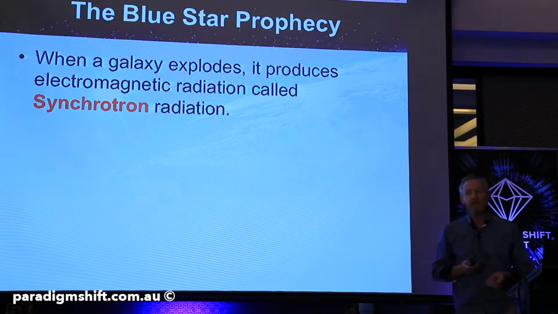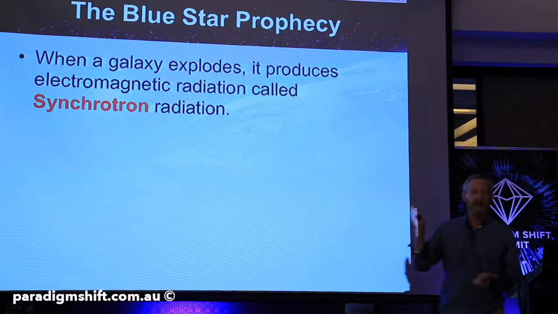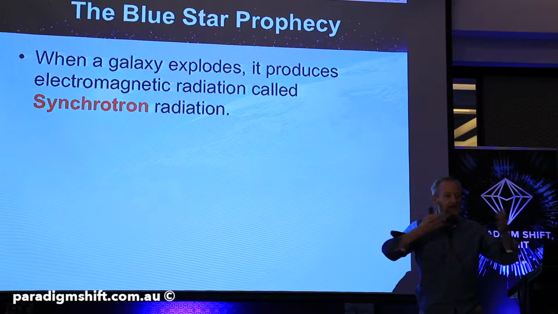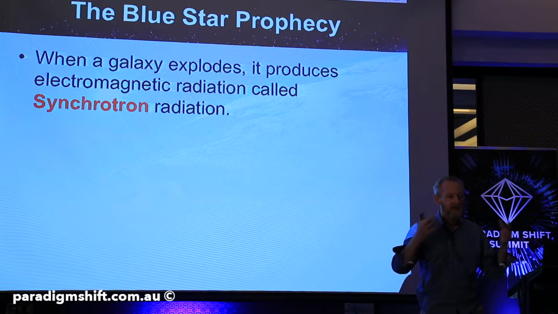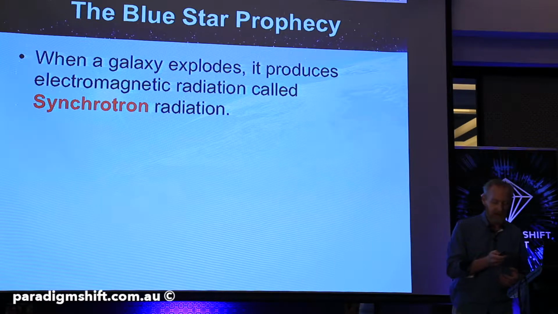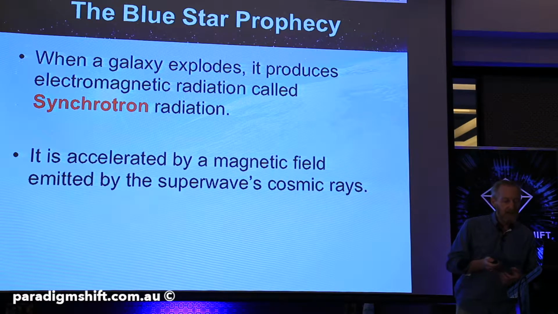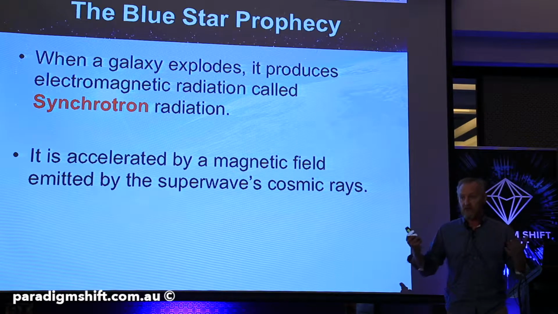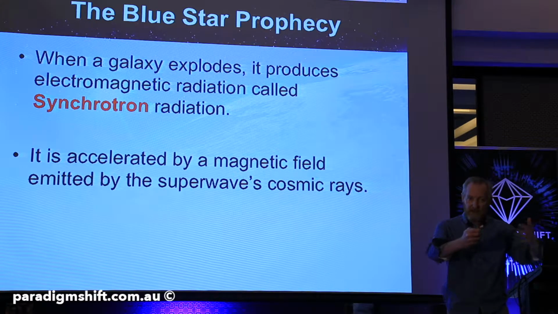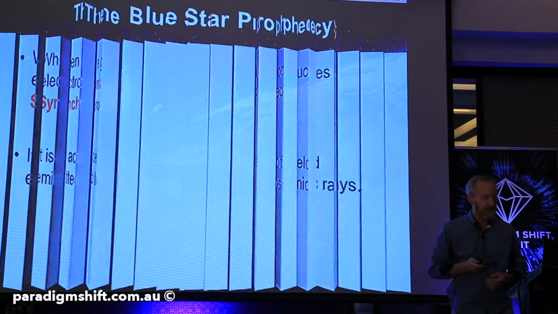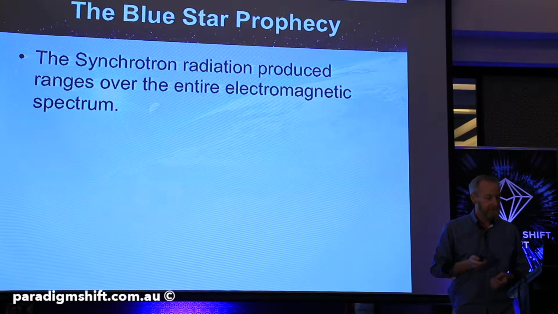Now here's the key to all this. When a galaxy blows up, the first wave that comes out from it has got synchrotron radiation in it. It's a special type of radiation. Again, NASA knows all about this. And it's accelerated by a magnetic field emitted by the supergalactic wave, okay? That's what pushes it out in front of it, and then the blast waves behind it. But this is what comes first.